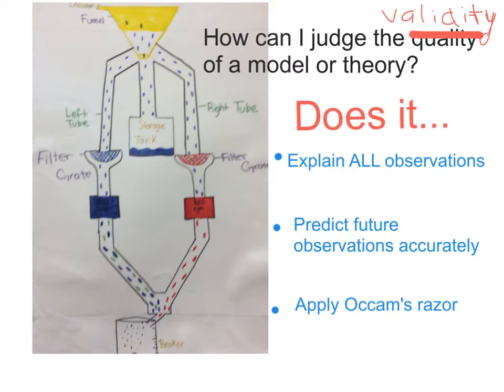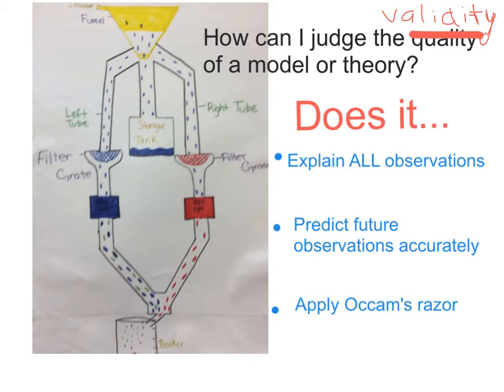First, does it explain all of the observations that we made? Second, could I make predictions about future observations and then test out and see if they come true? Do my predictions come true? And then lastly, did I apply Occam's razor? Have I made any assumptions that are unnecessary that I could shave away? So when you look at any model of the box, there are a list of things you have to go through mentally in order to decide whether or not it works.